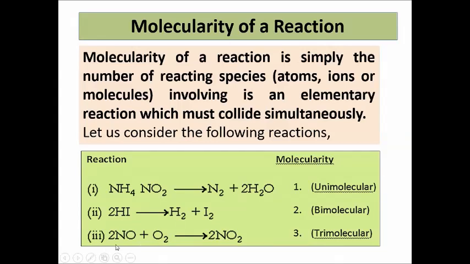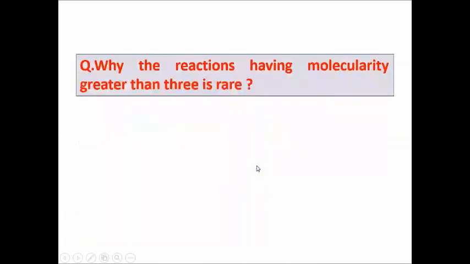If the next one is 2NO plus O2 gives 2NO2, how many are there? You have to see: 2NO is there plus 1 O2 is there. So 2 plus 1, 3. So it is trimolecular. So the number of reacting species determines the molecularity of a reaction.